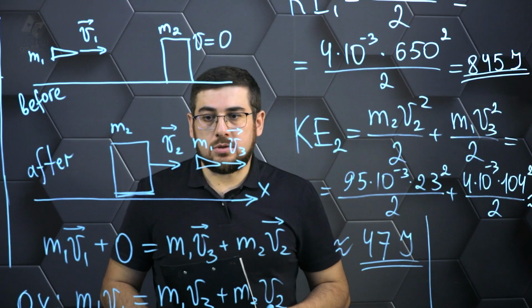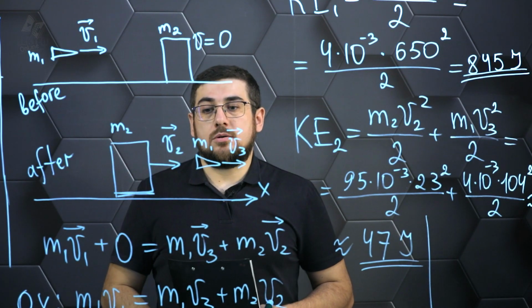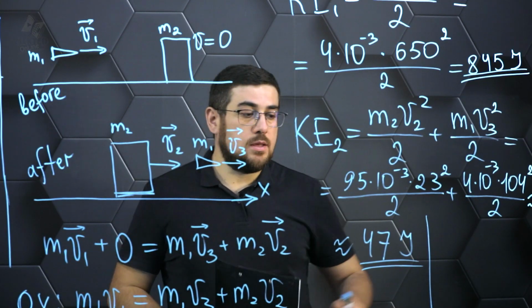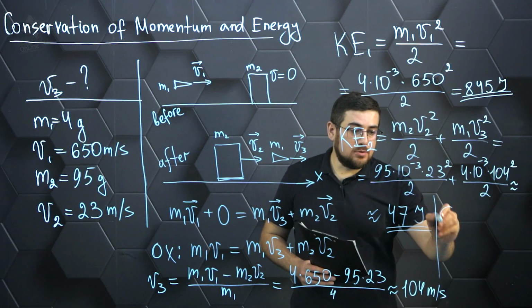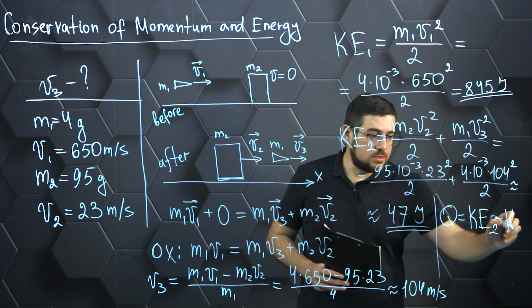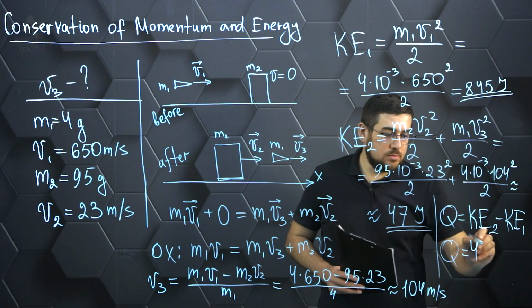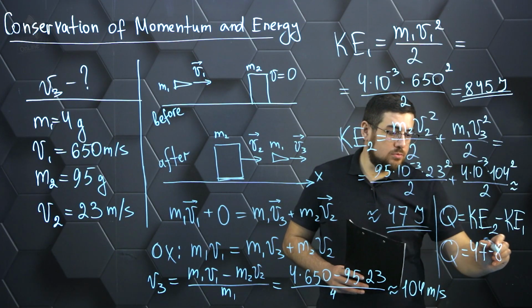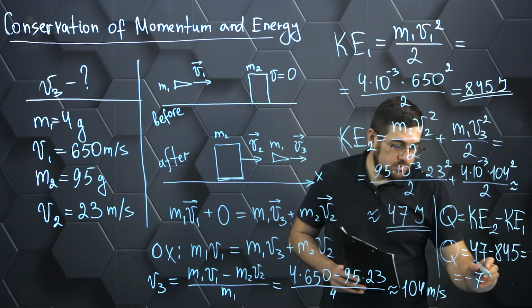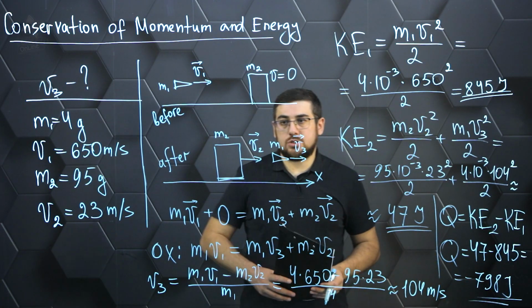Let's assume that this loss was due to the destruction of this system, that is, the bar itself inside, plus a certain amount of heat released as the bullet traveled inside the bar. Let's calculate the total energy lost, and to do that we'll subtract the initial energy from the final energy of this system. So that's 47 joules minus 845 joules. So that's minus 798 joules of energy that was lost. The minus shows that it has decreased, of course.